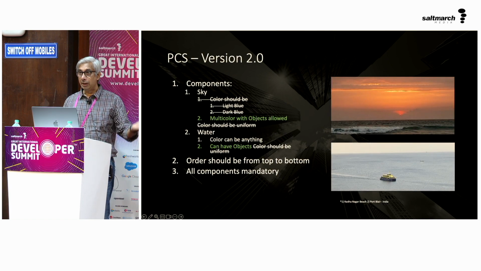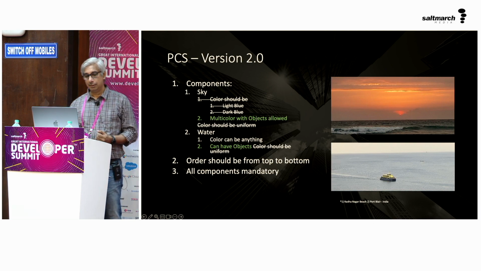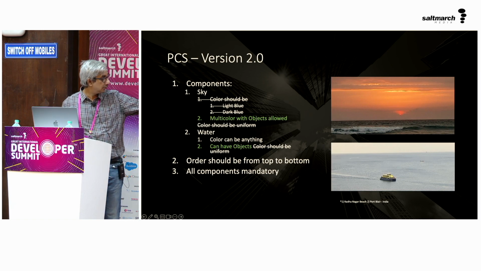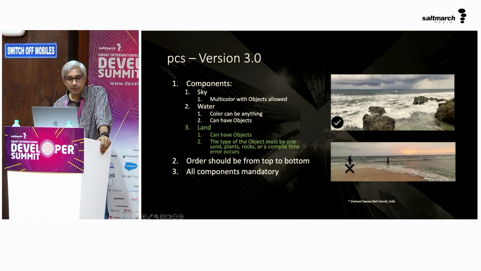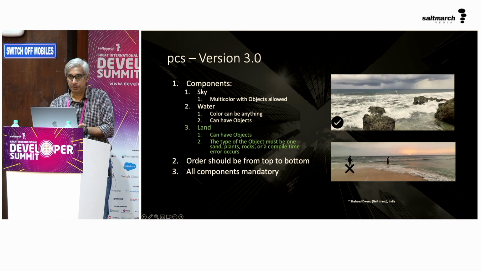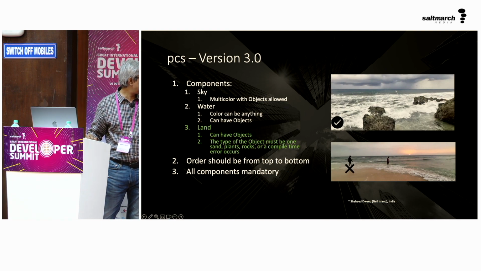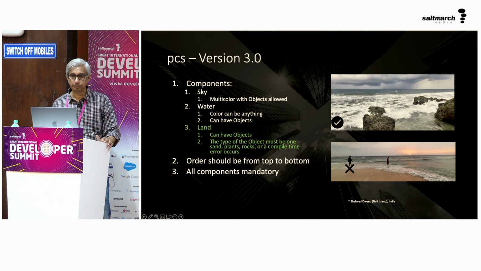Version 2.0, we add more objects so that the picture gets more and more complex, and we can see that the color can be anything, that can have objects, and then both pictures get accepted, and so on and so forth. And then I wanted to show you this primarily because this is a picture on the beach, and the first picture gets accepted. The second picture does not get accepted because it says the type of the object must be one of sand, plant, rocks, or a compile time error.